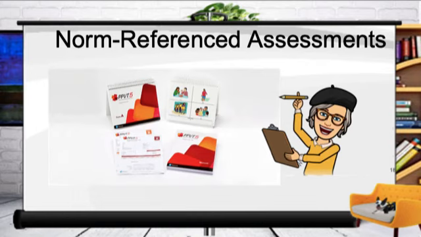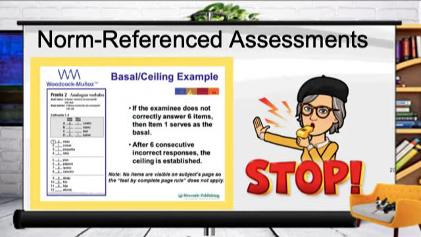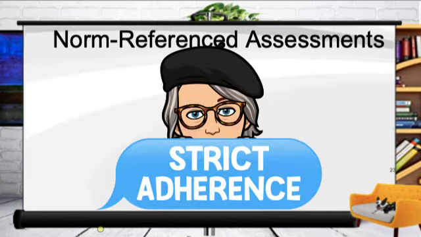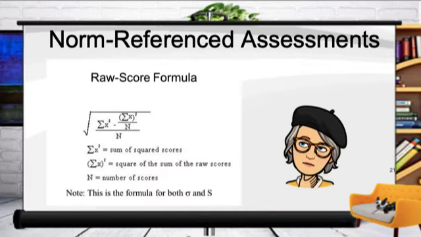You can look to your text to get more information on norm reference tests in terms of administration, basals, and ceilings, but what you need to remember is that in order for the performance of a norm reference assessment to be truly able to compare students to students, strict adherence to the guidelines is crucial. You have to become familiar with how the test is administered so that you can administer it correctly and get an accurate score on the assessment.